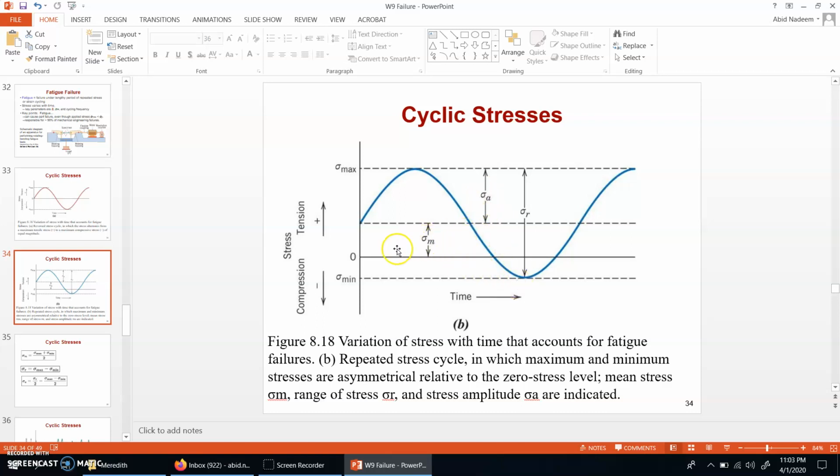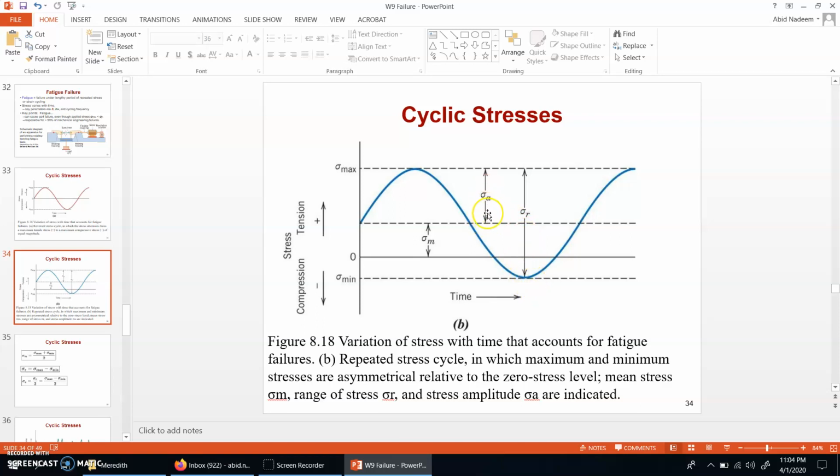As in this case, you can see that this type of stress cycle is more toward tensile stresses, and the mean value is this much, a value in the tensile region. The other quantities in this stress cycle are also apparent from here. The total range of the stress is from here to here, which is equal to sigma maximum plus this negative value.